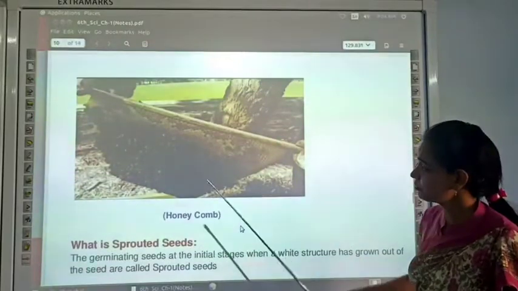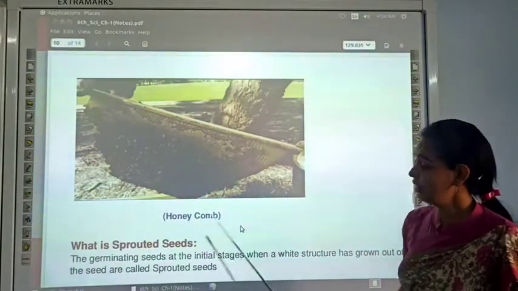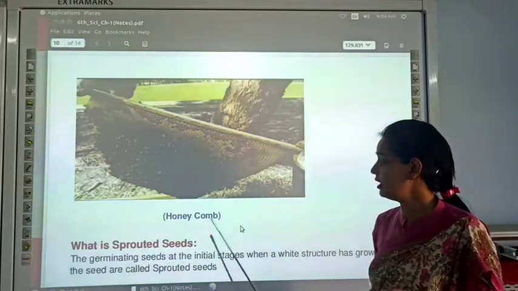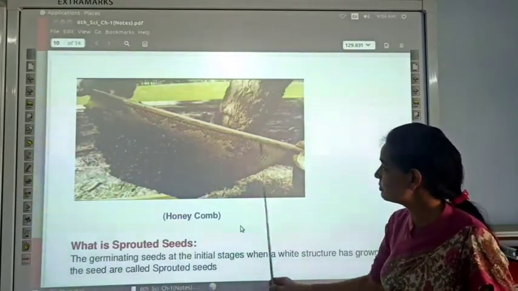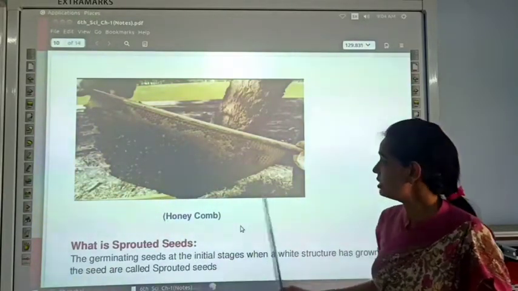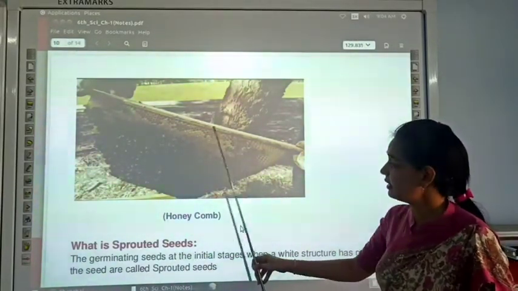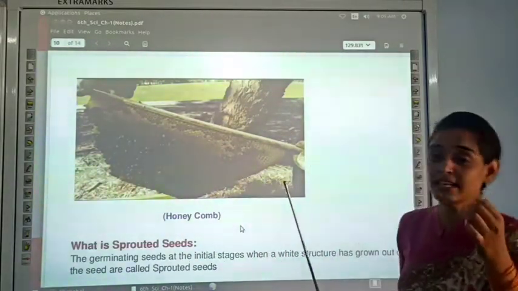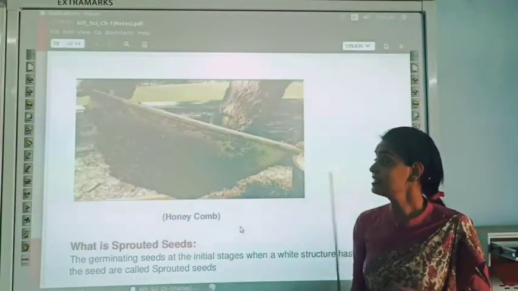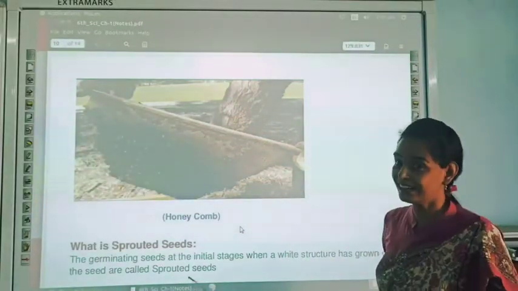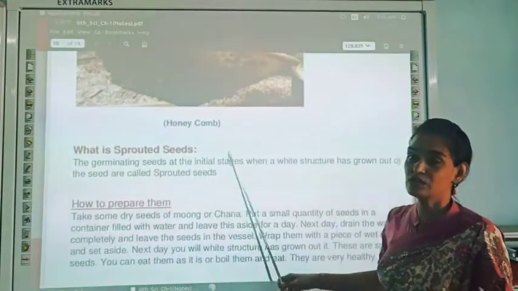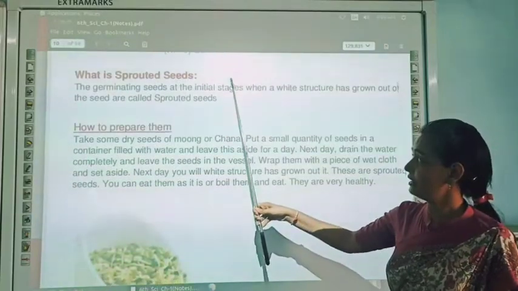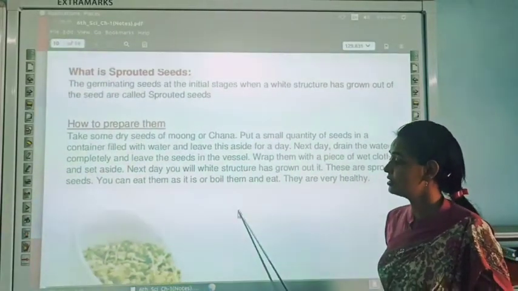ये देखिए, this is the honeycomb. मैंने कहा beehive को honeycomb भी कह सकते हैं. Honeycomb इस तरह से आपको दिख रहे हैं small small chambers. These are small chambers and in there honey is stored by the honeybee and this is covered by a wax layer. This wax is more costly than the honey and there are so many varieties of honeybee, so their honey is also of different varieties. So their rate is also decided by that.